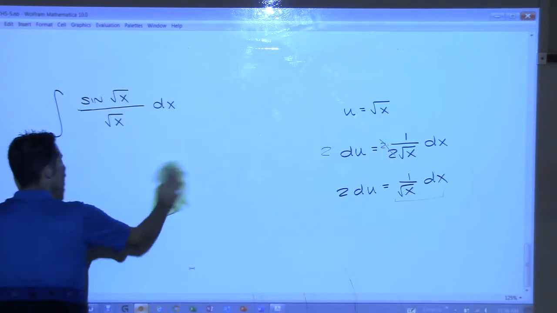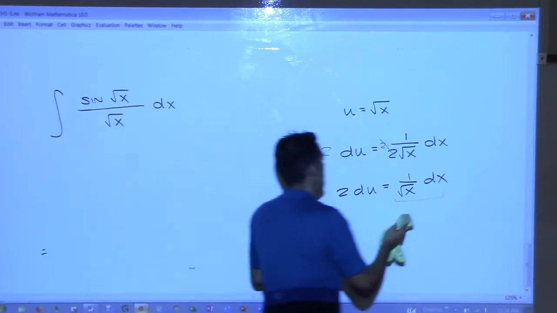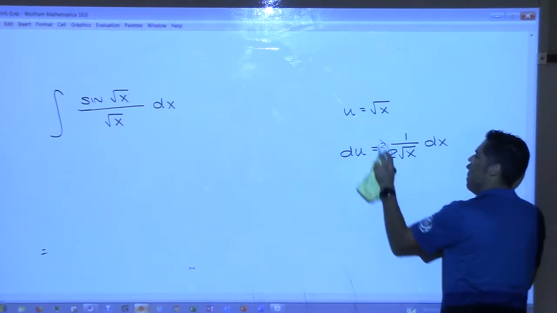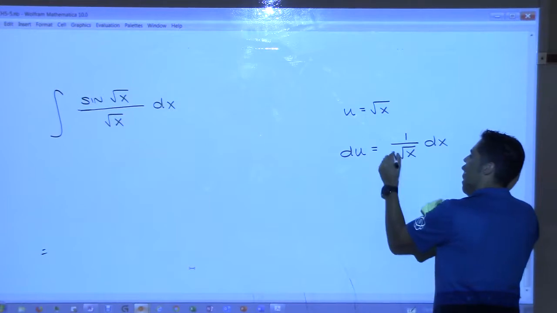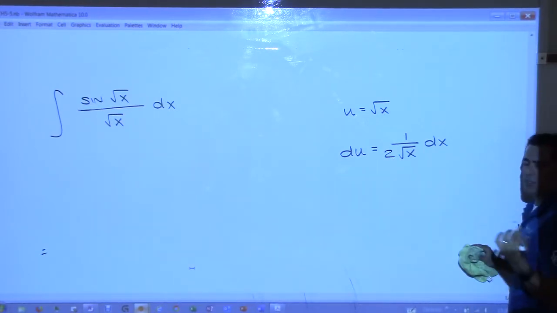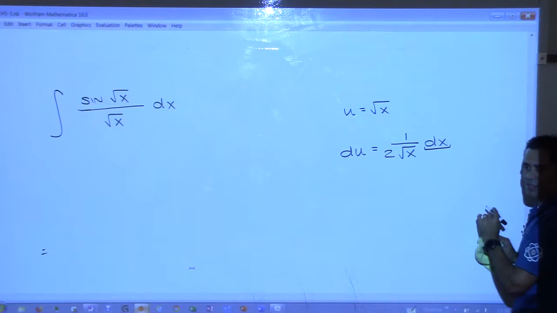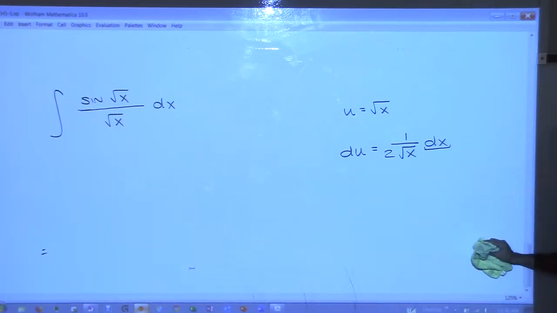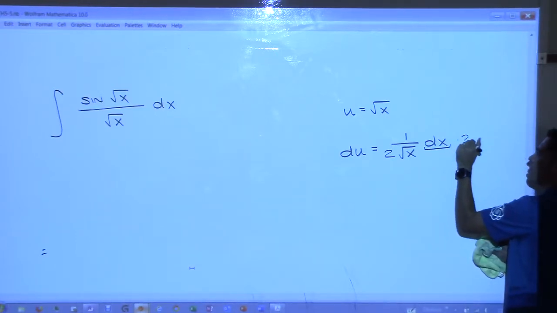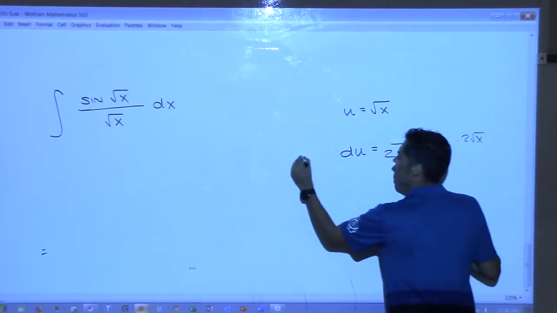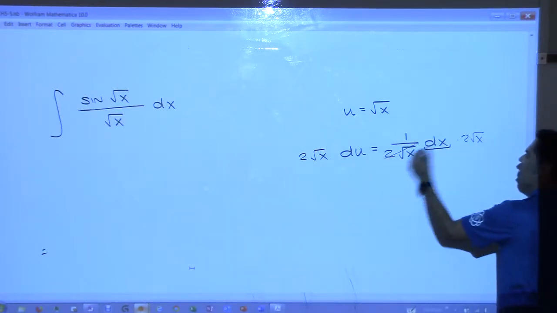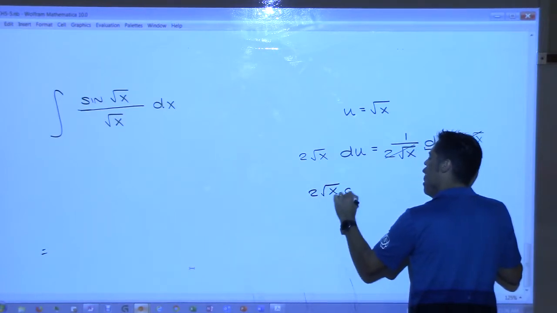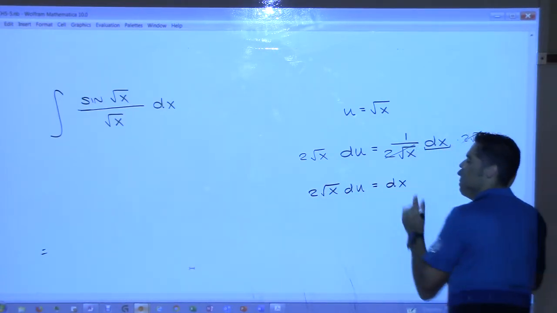All right, at this stage right here, you just took the derivative like this. Everyone paying attention? This is what's being suggested: dx just isolated over here. Solve for dx. So that means I'm going to multiply both sides by 2 root x. Multiply this side by 2 root x, and then they're gone. And then what you have here is 2 root x du equals dx.